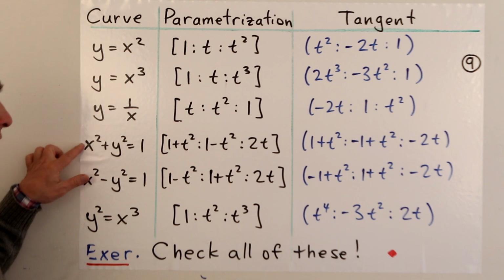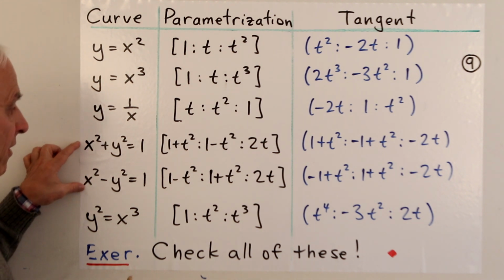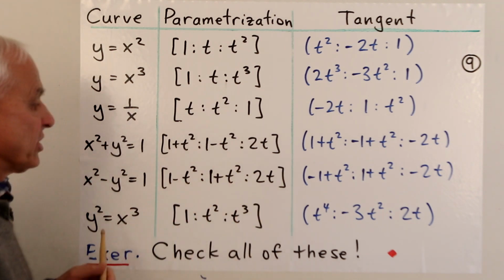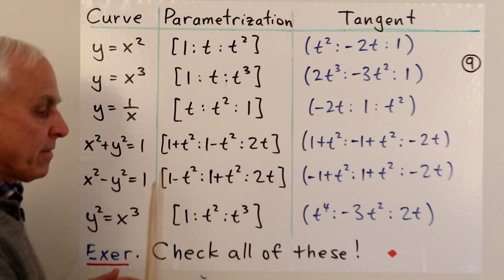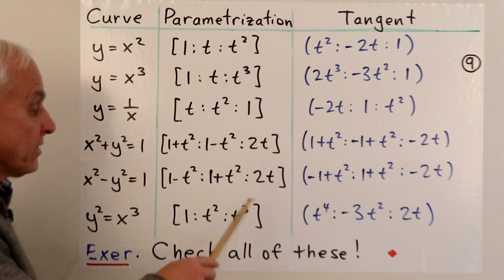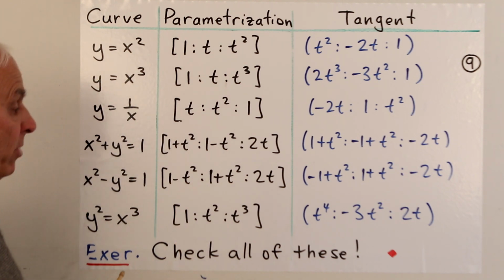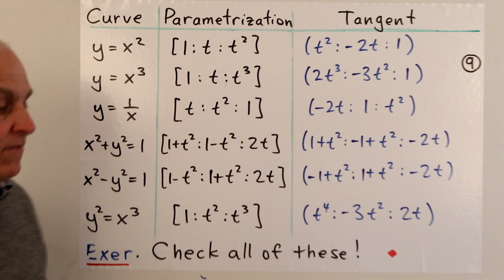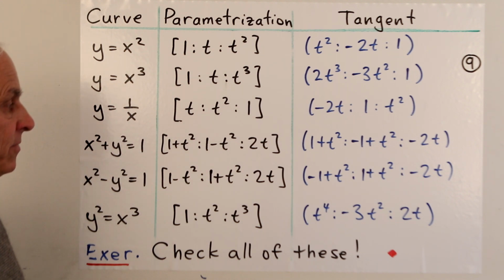Here then are the unit circle and the relativistic hyperbola. They are very parallel, their equations are quite similar, their parametrizations are quite similar. So here's the standard rational parametrization of the circle expressed in projective coordinates. Here's the standard parametrization for the hyperbola expressed in projective coordinates. And then here are the corresponding formulas for the tangents.